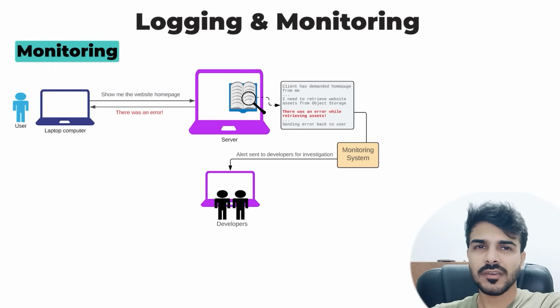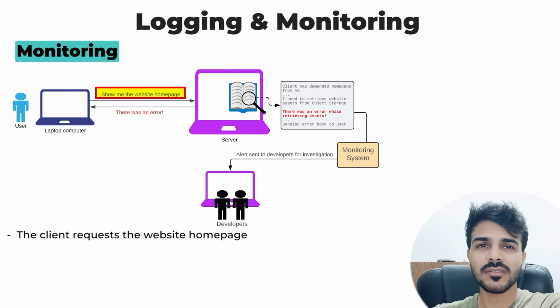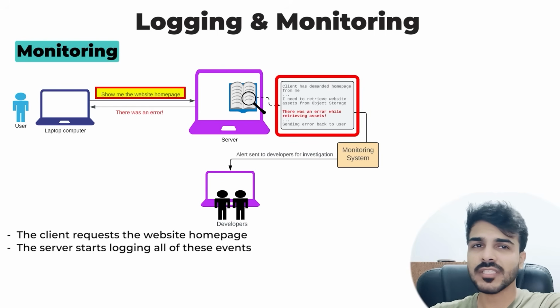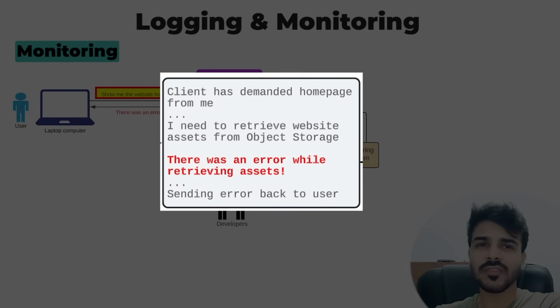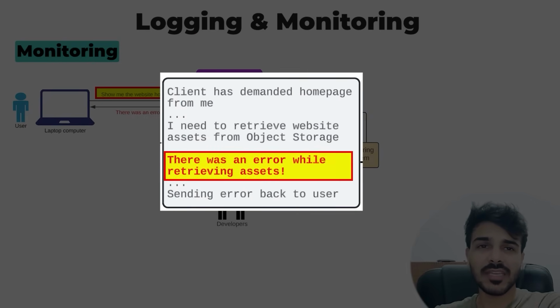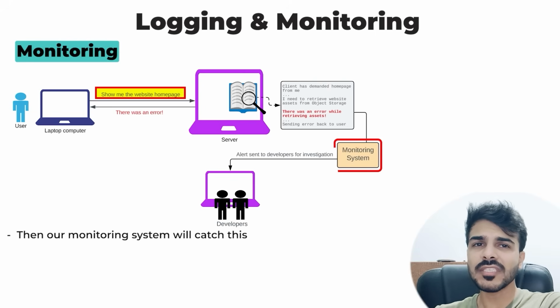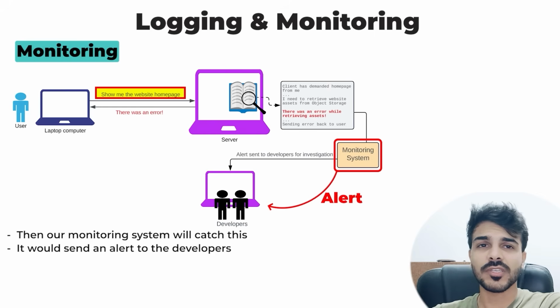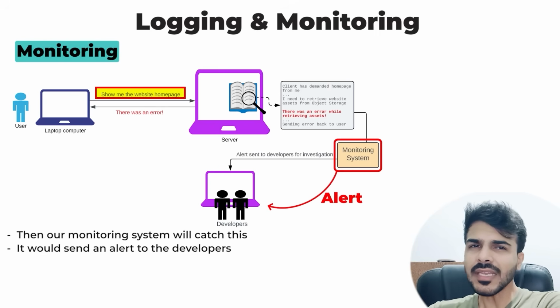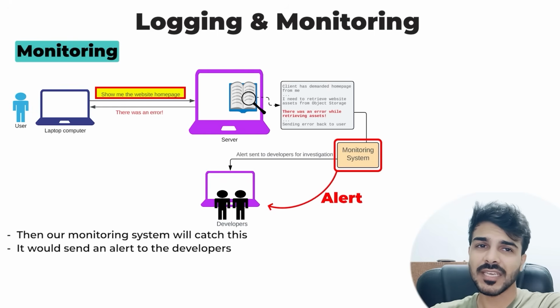You can see in the diagram that, again, the client requests the website homepage. Now the server starts logging all of these events as we have discussed. Now if perhaps, let's say, there is an error when it tries to retrieve the website assets, which is marked as red in these logs, then our monitoring system will catch this. Once it has caught this, it would send an alert to the developers. The developers can then take a closer look at our system and then try to fix the issue. So this monitoring system effectively ensures that we catch the errors or anything that requires urgent attention and then conveys that to the developers so that it can be fixed ASAP.